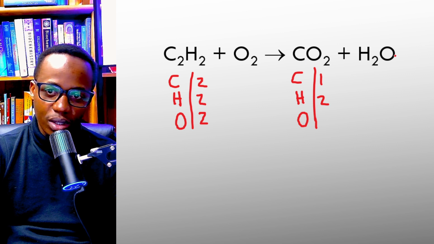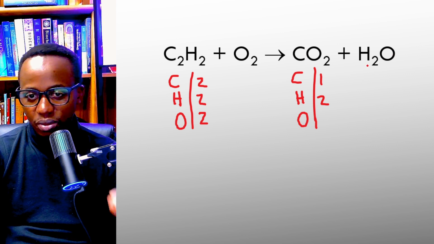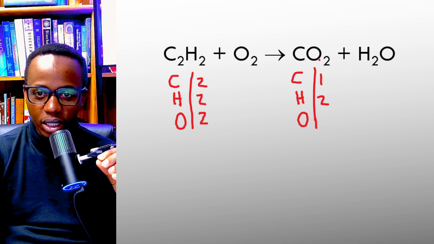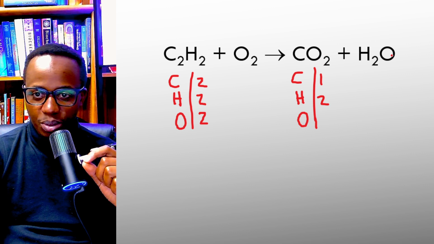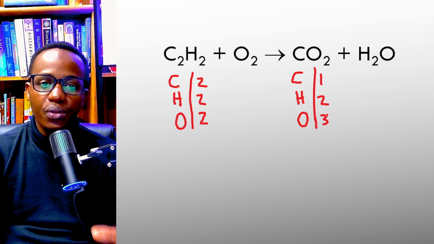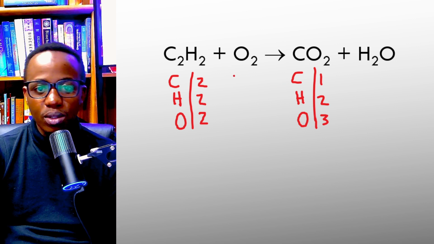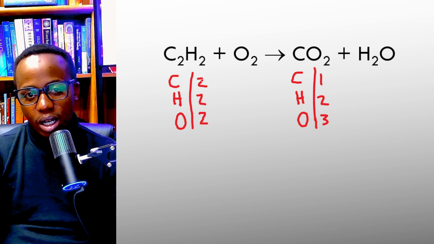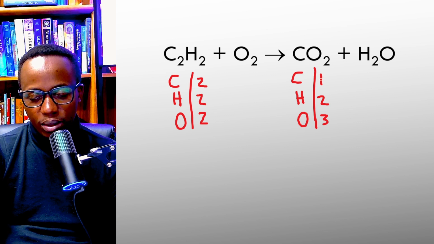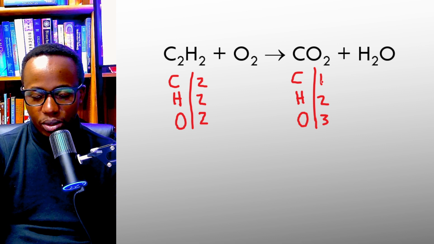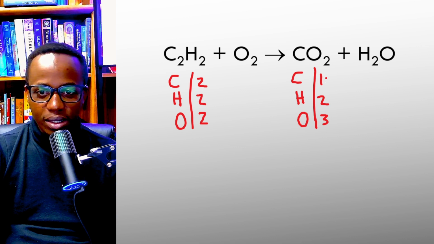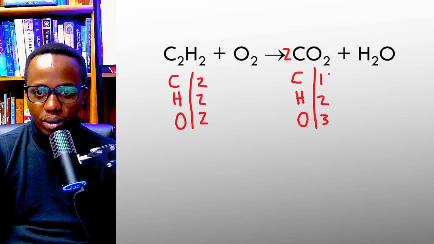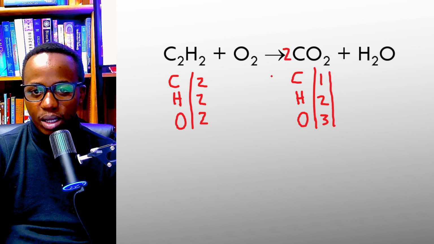Oxygen is in both chemicals. It's very important to count it correctly. So here you have 2 oxygen plus 1 is 3 oxygen atoms. You have to count it correctly. All right, so let's start from the beginning. Carbon is 2 here, carbon is 1. All right, so what do we do to balance it? It's easy. You multiply this side by 2 so that carbon becomes 2.